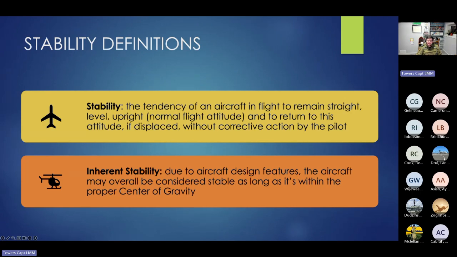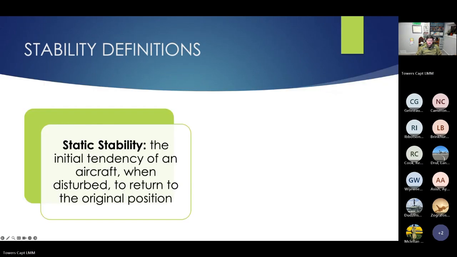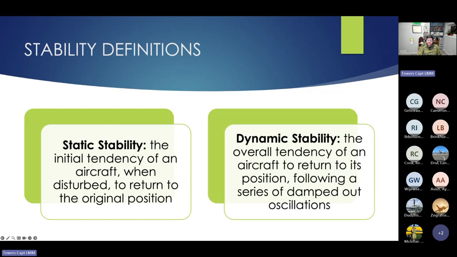Inherent stability is due to aircraft design features. The aircraft may overall be considered stable as long as it's within the prescribed center of gravity for that aircraft. Next up, we have static and dynamic stability. Static stability is the initial tendency of an aircraft when disturbed to return to the original position. And dynamic stability is the overall tendency of an aircraft to return to its position following a series of dampened out oscillations.